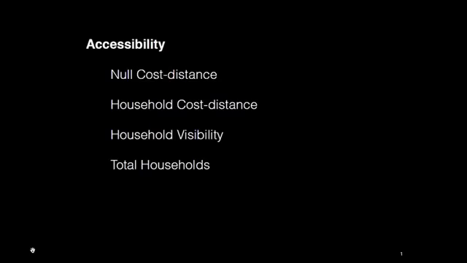We measure accessibility by quantifying several factors that represent access in one way or another to produce an accessibility metric. And these include the null cost distance, the household cost distance, the household visibility, and total household. And I'll go through calculating each one of these values.